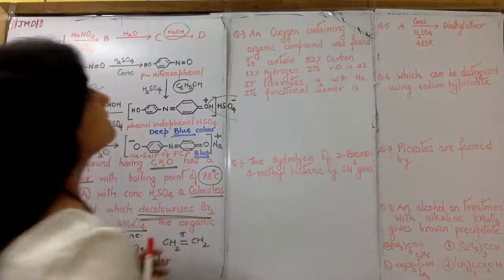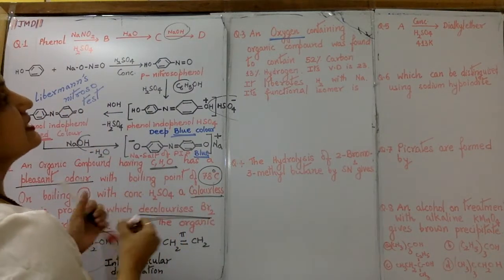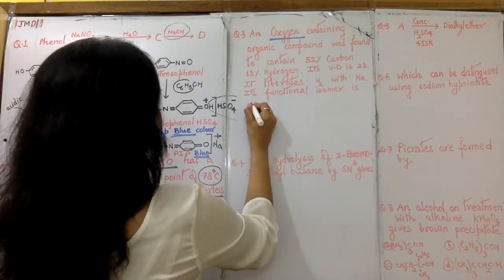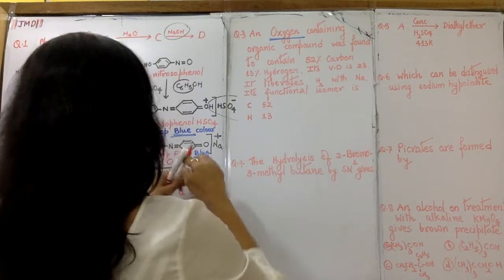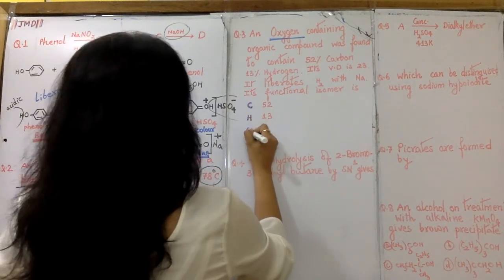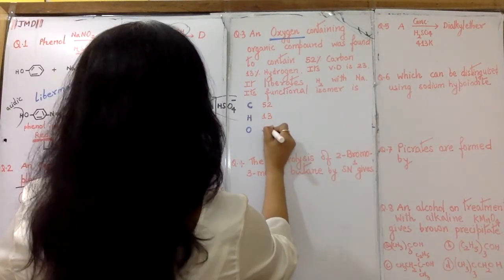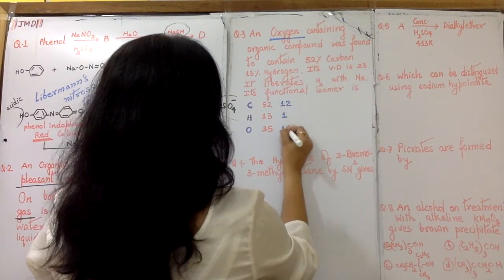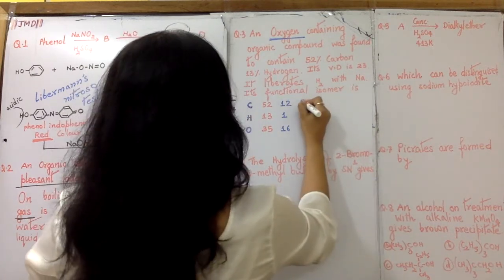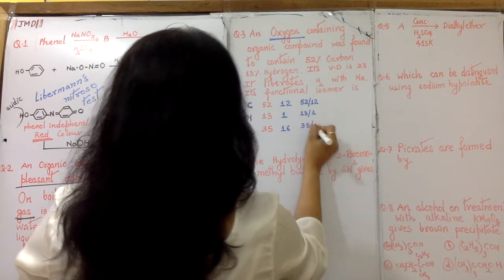Okay, this one. An oxygen containing compound has 52% carbon, and we have hydrogen 13%. So carbon is there, hydrogen is there, the rest is oxygen. So just see 52 plus 13, subtract from 100. So 35% oxygen. Now carbon atomic weight is 12, hydrogen is 1 and oxygen is 16. So we find the atomic ratio, that is 52 by 12 and 13 upon 1 and 35 upon 16.